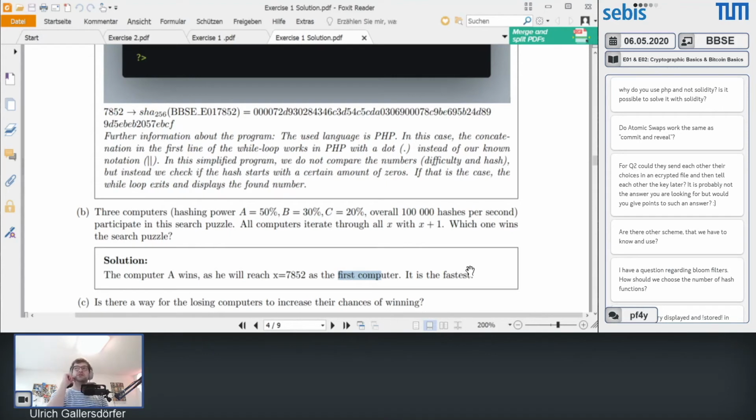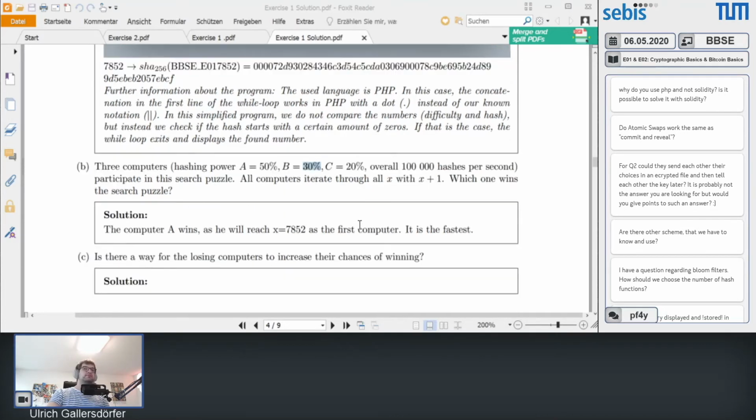Is there a way for the losing computers to increase their chances of winning? So that's a very good question. Can other computers maybe win in terms of their hashing power? So the idea here is that we can increase the chances of the losing computers by not iterating through x by x equals x plus 1, but by selecting x randomly.